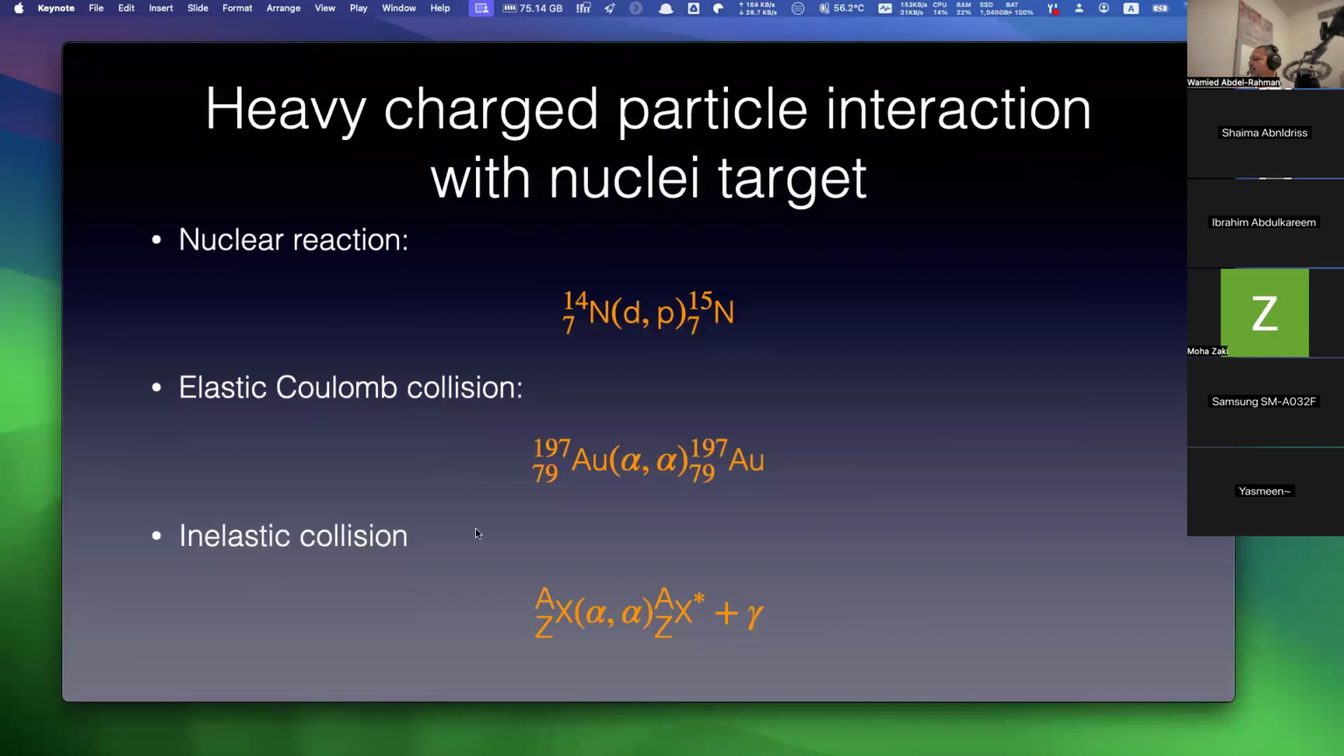Finally, in elastic collision, here we have a general form of a nucleus, for example, struck by an alpha particle, and then the alpha particle is scattered, let's say, or loses part of its energy, leaving the nucleus in an excited state. If it's an excited state, then this nucleus is going to decay, maybe through an emission of a photon, a gamma radiation there. So this is an example of a heavy charged particle interaction with a nuclear target.